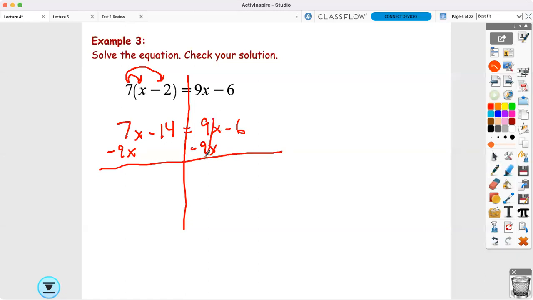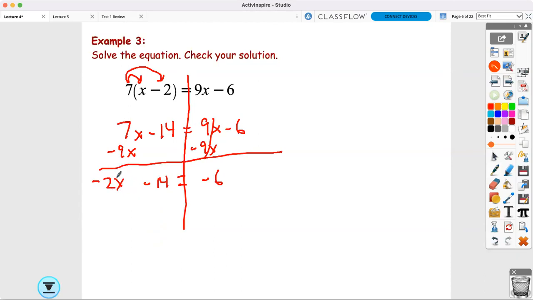The 9s cancel out. Bring down the -6. Make sure you bring down the correct leftover, right? If I make this a +6, the whole thing will be wrong. Bring down the -14. 7 take away 9. I owe 2x. Now we gotta go ahead and get x by itself, right?